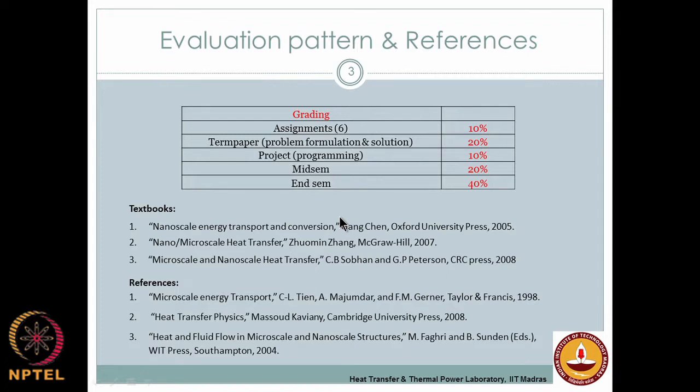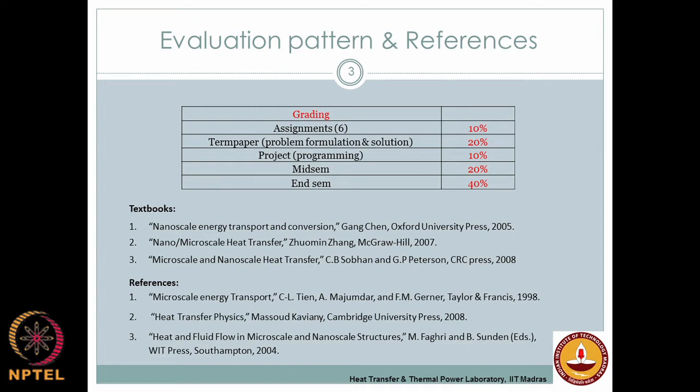So, the following are the textbooks that I will be closely following. One is the book by Professor Gang Chen from MIT, Nanoscale Energy Transport and Conversion. This came out sometime in 2005 to 2006. That was the first textbook to basically address the aspects of subcontinuum heat transport, the first textbook.